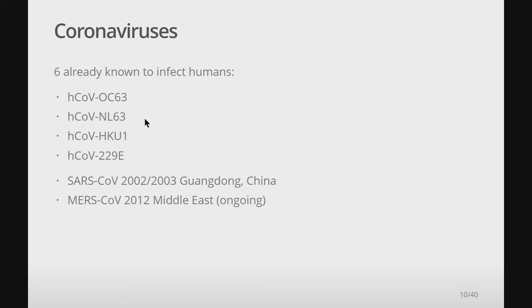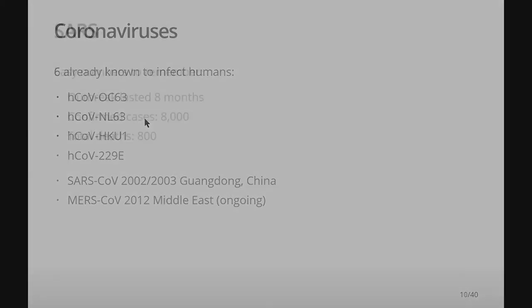So SARS was a coronavirus. It is of the family of coronavirus. And MERS is also a coronavirus. So the Middle Eastern Respiratory Syndrome is the deadliest of the coronaviruses. Your fatality rate there is 30%. That's quite scary. And that's ongoing. That's still happening in the Middle East.